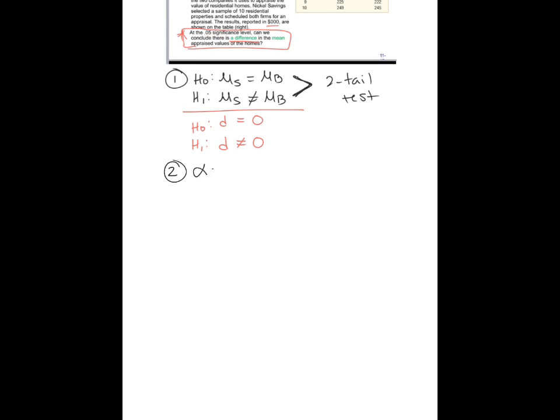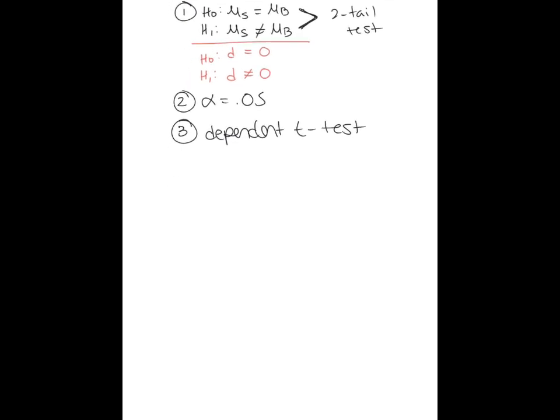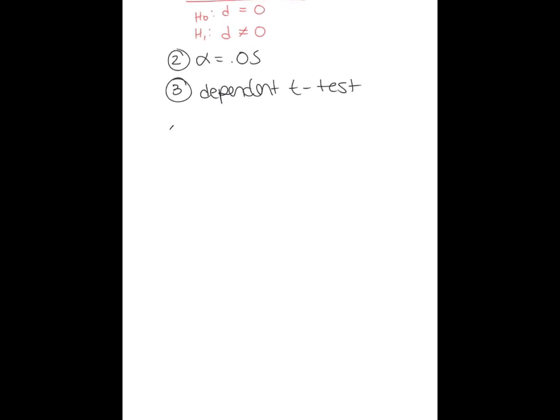Step 2, alpha is 0.05, given in the problem. Step 3, as we're basically looking at the same object by two different entities, this is going to be a dependent t-test. Anytime you see the words before and after, or you're looking at the same subject over time or object over time, it's your dependent t-test.